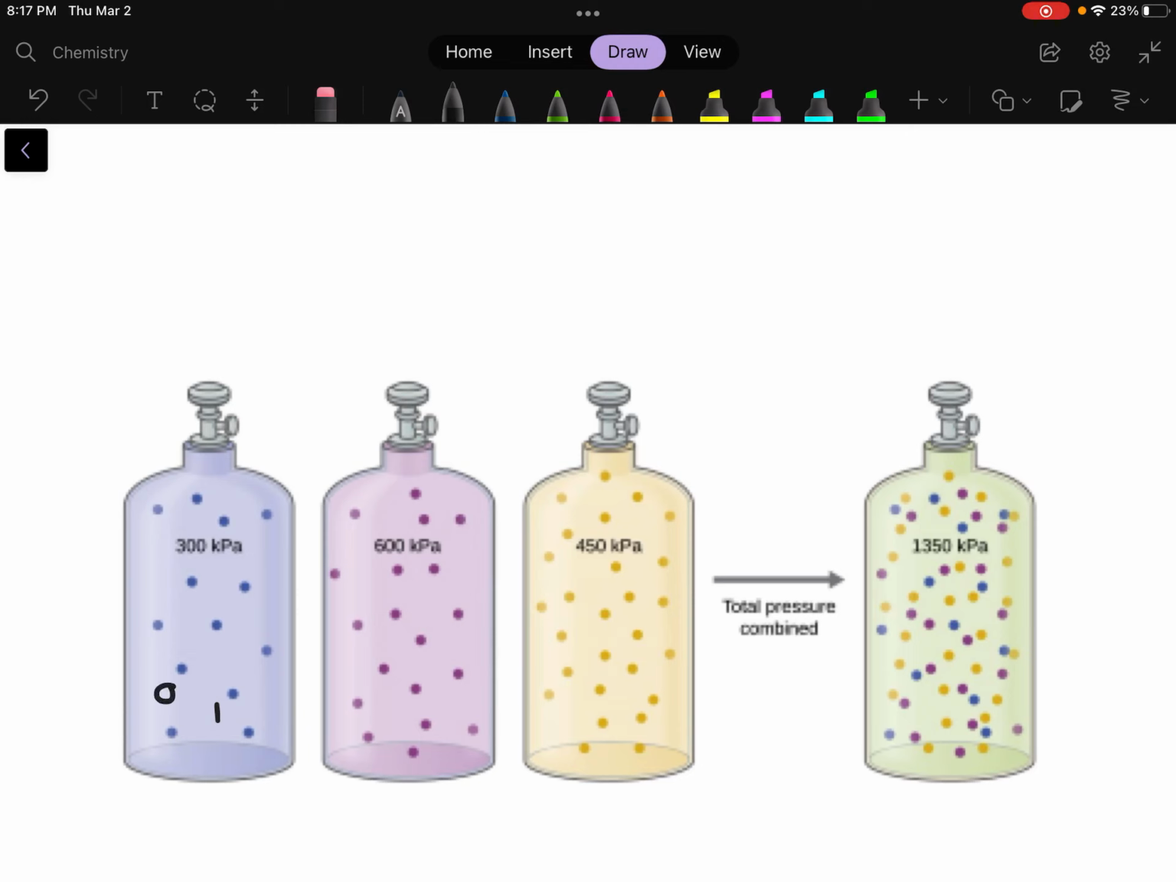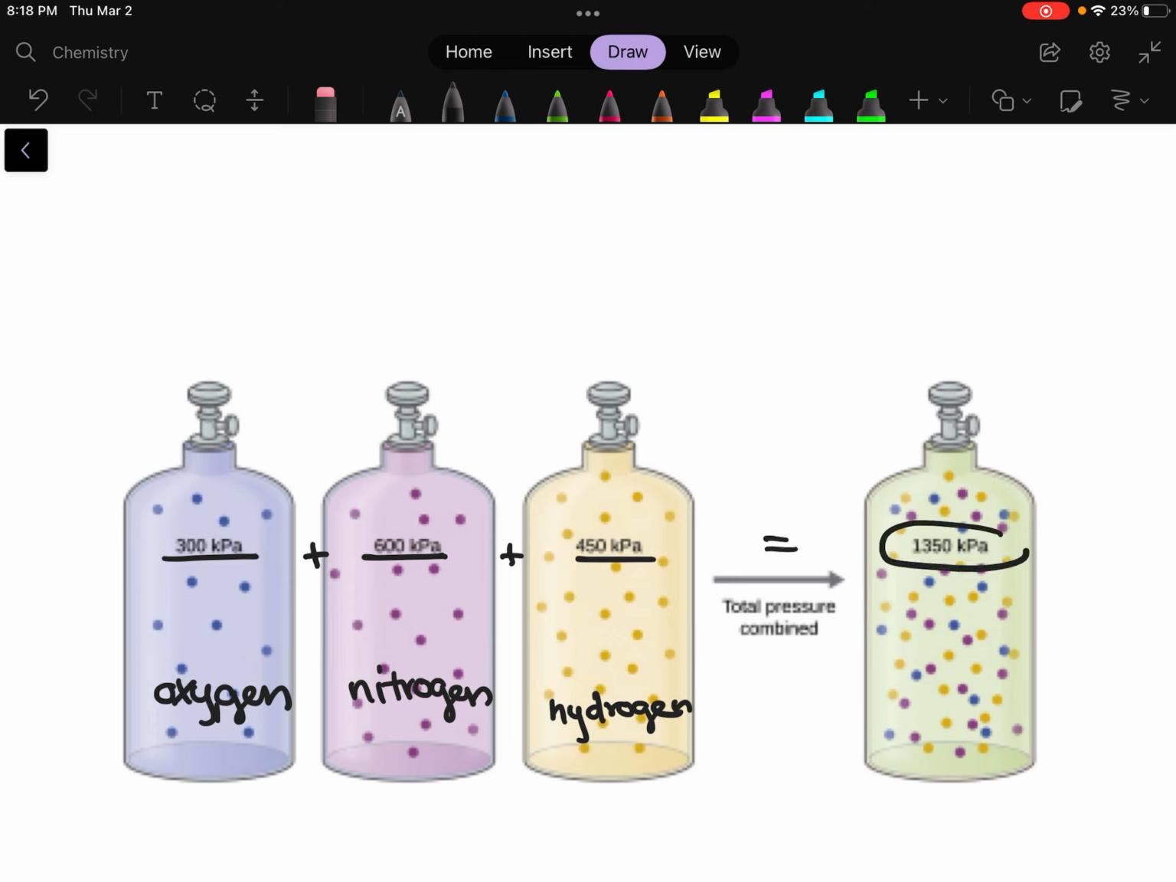So the first one could be maybe oxygen, O2, we might have nitrogen, and maybe hydrogen. So you can see in the second picture all the colored dots together, but they haven't chemically combined. They're still separate dots. So if we take this number and we add this number and this number, we get our total number of 1350 kilopascals.